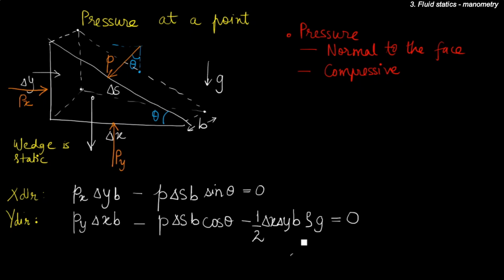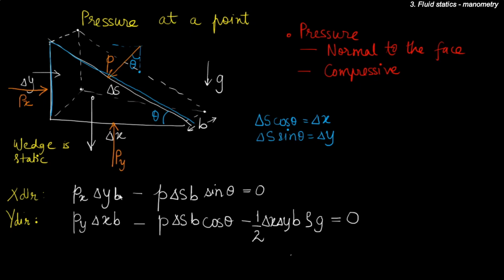Let us simplify these expressions by making use of trigonometry. From this particular trigonometry, we see that delta s cos theta will be equal to delta x, and delta s sin theta will be equal to delta y. These follow simply from trigonometry, because this is delta y, this is delta s, and the projection of delta s on the x-axis is delta x, and that projection is the cos theta.